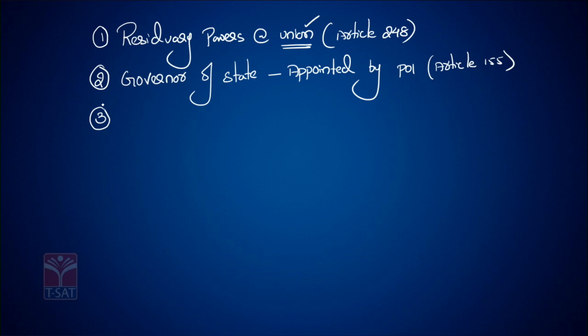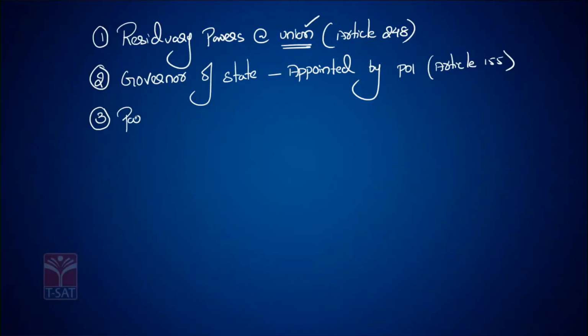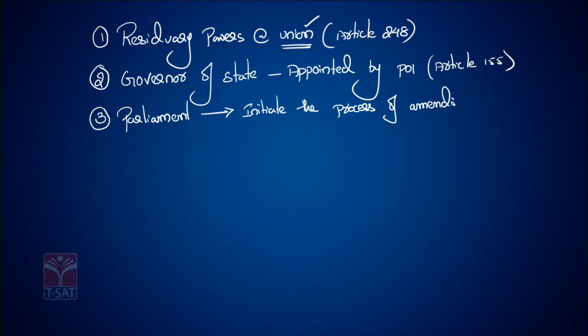Now, suppose you wish to amend the Constitution, who can start the process of the amendment of the Constitution? It is the Parliament only. Parliament has the authority to initiate the process of amending the Constitution according to Article 368. Article 368 talks about the Parliament's procedure, power or authority to amend the Constitution of India.